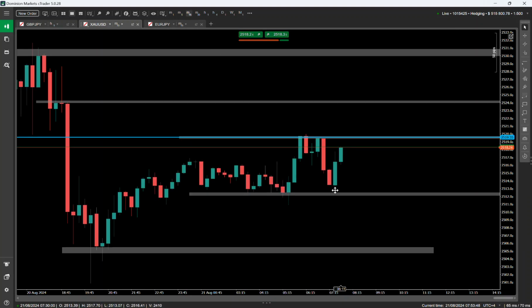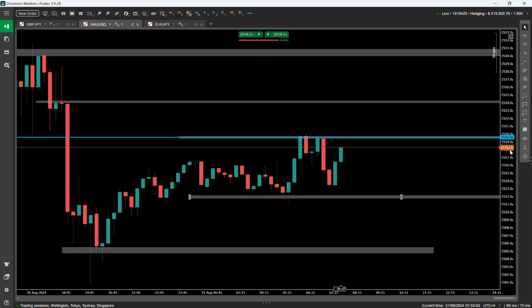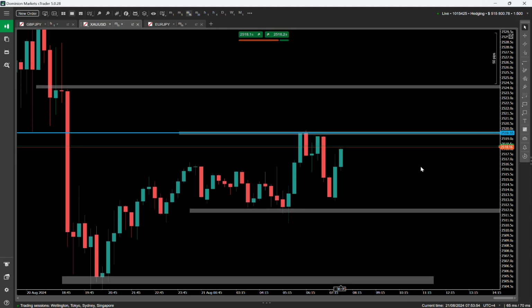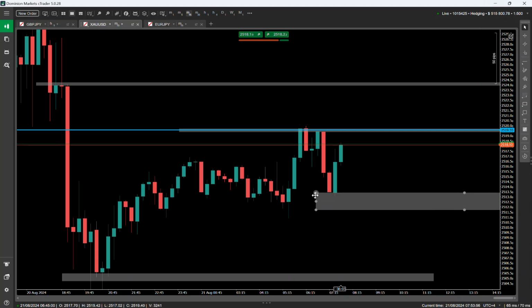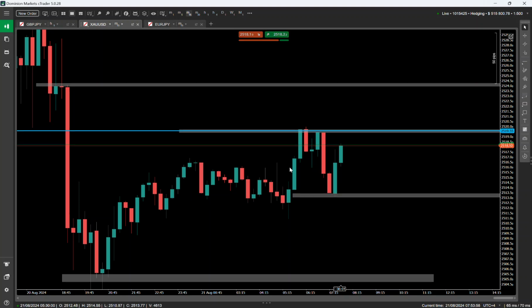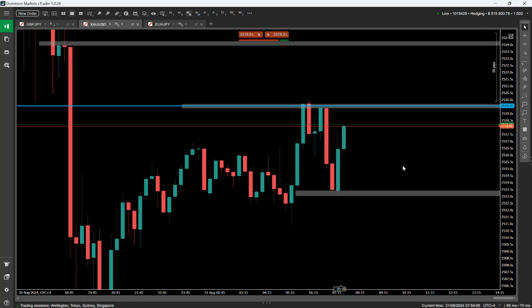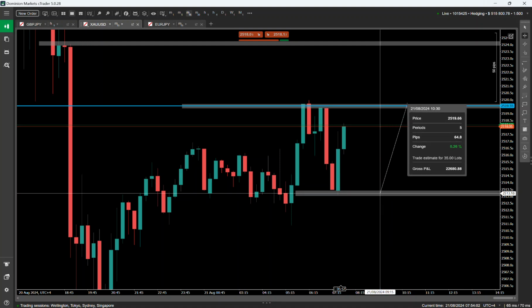Let's look at 15 minutes, even more horrendous. One thing good about the 15-minute is that maybe we are creating a sort of range. I hope this is a big range. Let's measure this. It's like a 64 pip range.